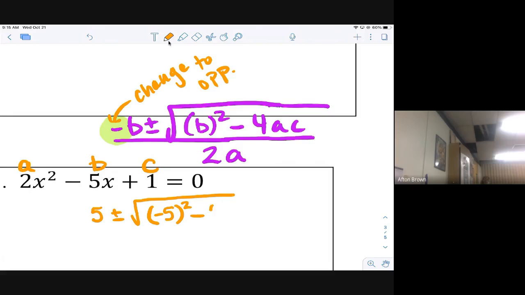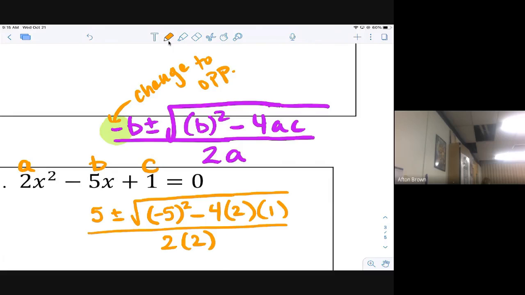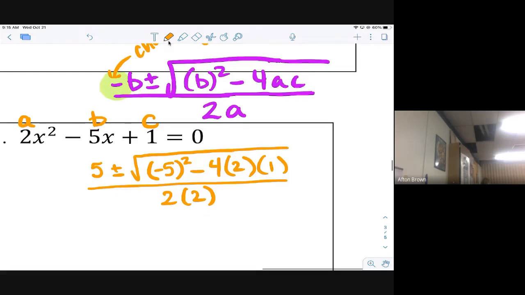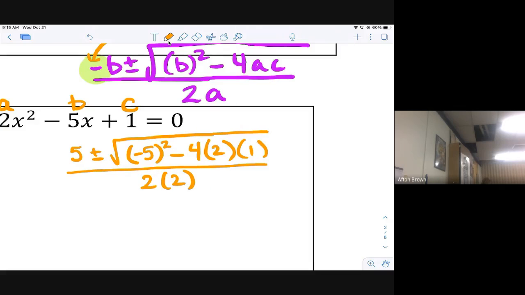Okay, so 4 times A. A is 2. C is 1. All over 2A, 2 times 2. And again, you could just put 4 at the bottom, but I think it's better to show your work. That way, if you do make a mistake, you can usually find it. You could be like, how did I mess it up? Oh, I put the wrong number at the bottom or whatever.